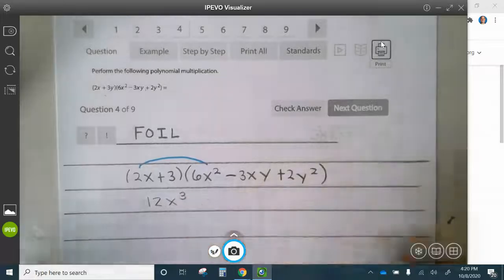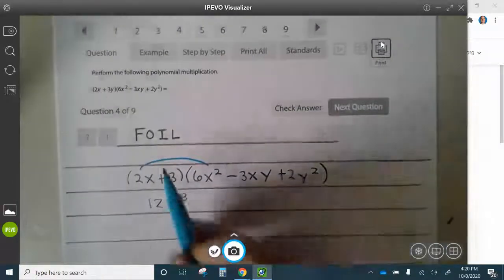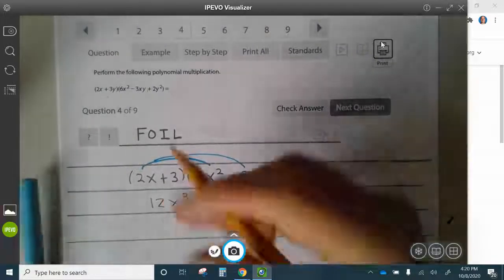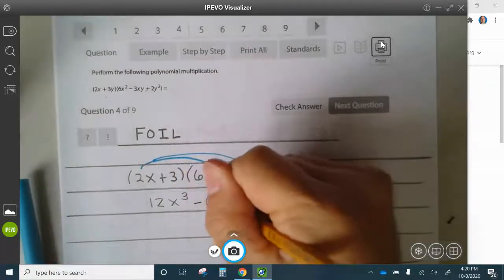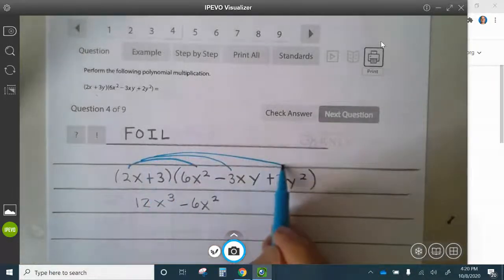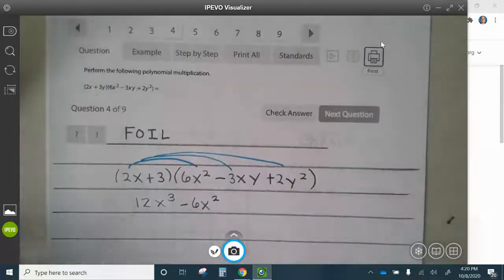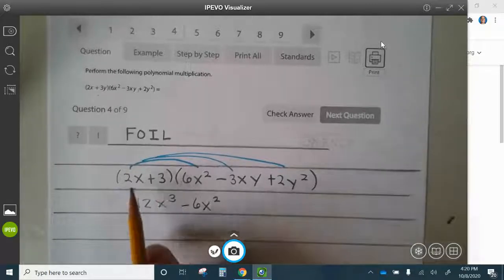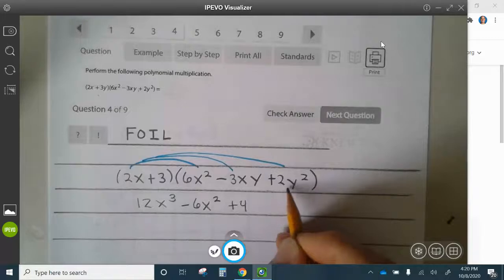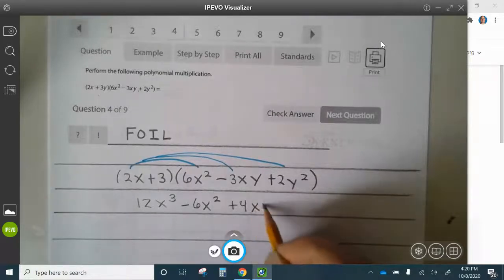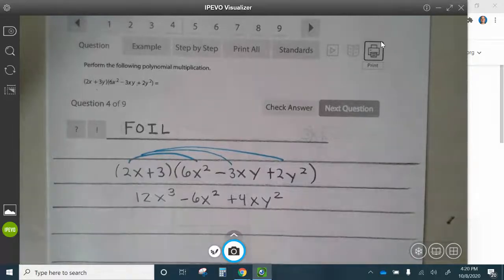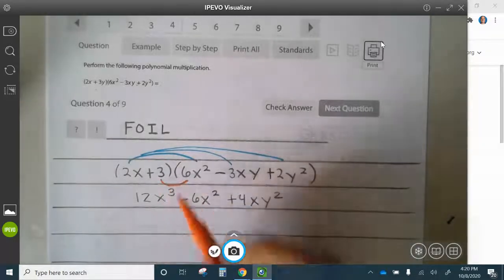Then I'm multiplying this times this, which is negative 6x squared. I'm multiplying this times this. So that's 2 times 2 is 4. X times y squared is xy squared. Okay. Now I'm going to multiply this times that. So that's 3 times 6 is 18x squared.